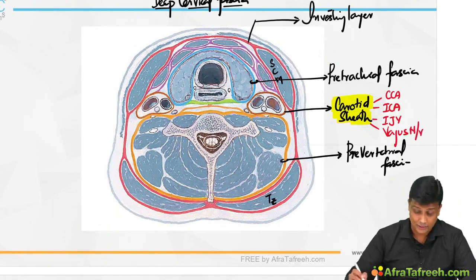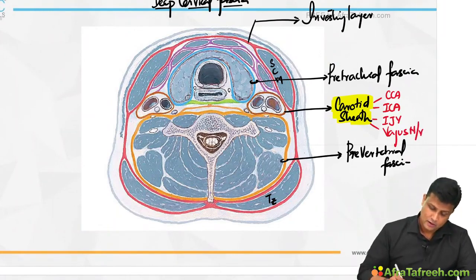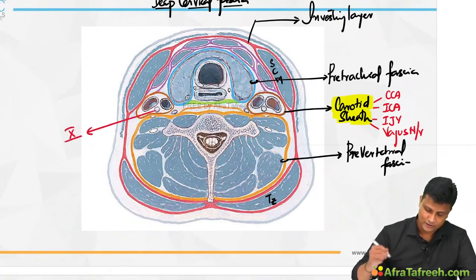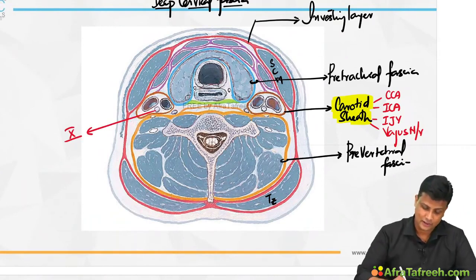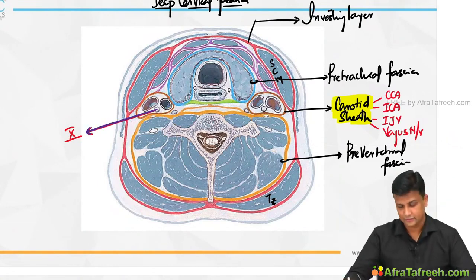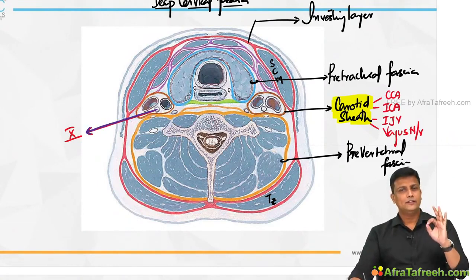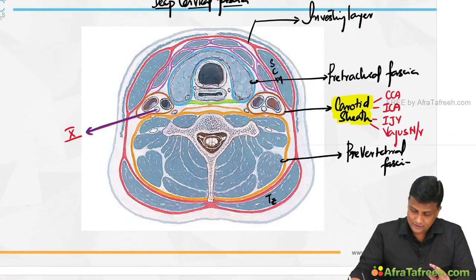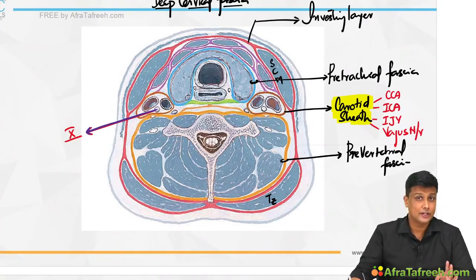And yes, that was asked in the exam. Between the artery and the vein, you can see one nerve which is sandwiched between them, and that is your 10th cranial nerve, the vagus nerve. The vagus nerve was actually asked in the exam, guys. So the only nerve present inside the carotid sheath will be the vagus nerve, and it was already asked in your AIIMS exam.